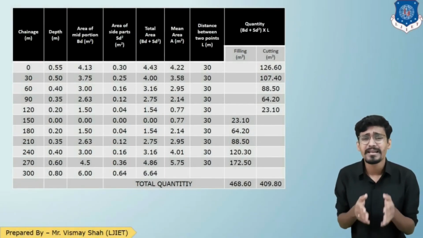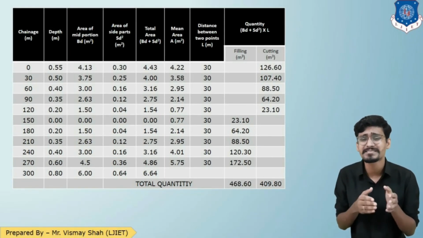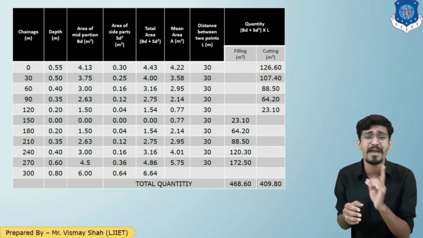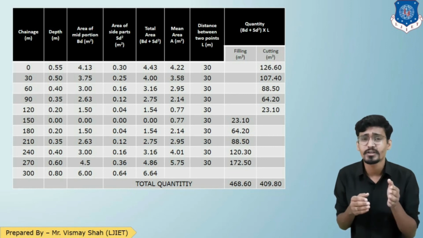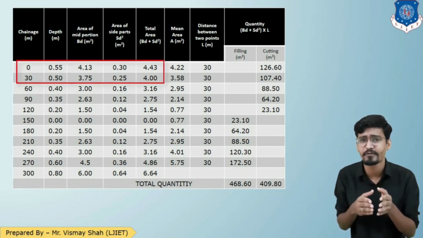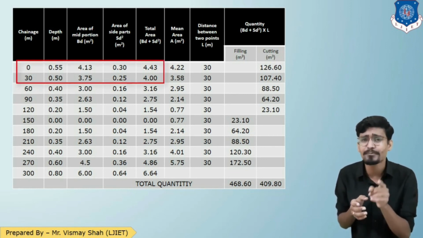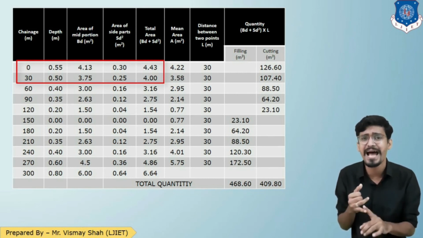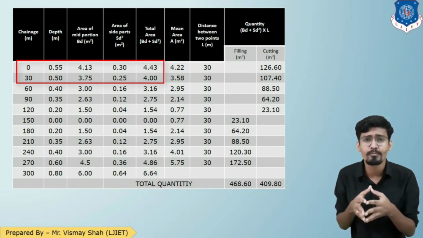So let me revise the concept of the mean sectional method. Here we need to take the average area instead of the average depth. So here for the first point, the depth was 0.55. Using this depth 0.55, first we'll find the mid portion area, side portion area and add them. So we'll get 4.43 as total area.